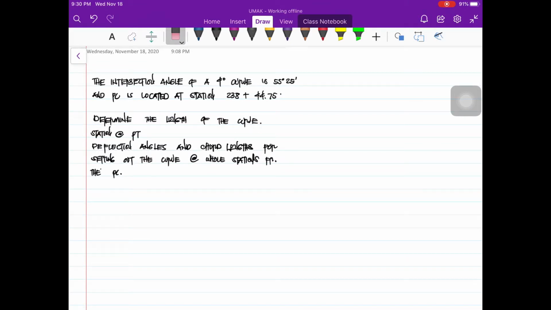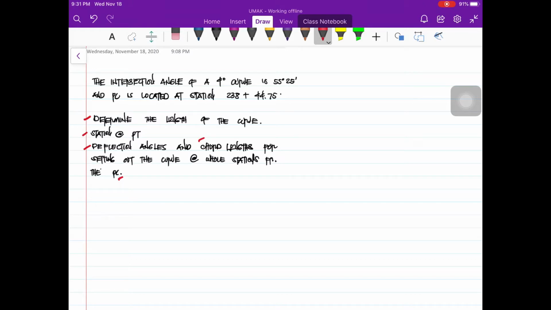The intersection angle of a 4-degree curve is 55 degrees and 25 minutes, and PC is located at station 238 plus 44.75. Determine the length of the curve, determine the station PT, determine the deflection angles and chord lengths for setting of the curve and full stations from the point of curvature or the PC.